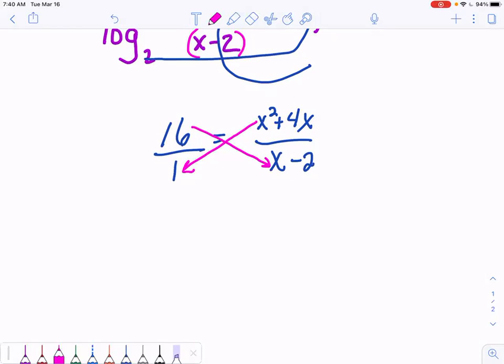You multiply with cross multiplication, which is kind of multiplying diagonal. So 16 times x minus 2 is 16x minus 32. And then that's equal to x squared plus 4x. That's cross multiplication. So it's taking the fraction and pulling it out of fractional form. So Jordan, now what would we do?